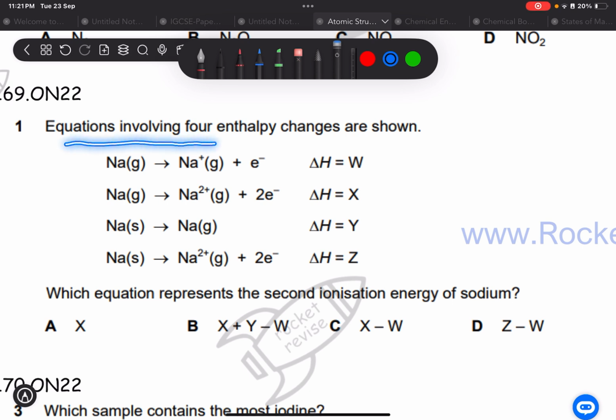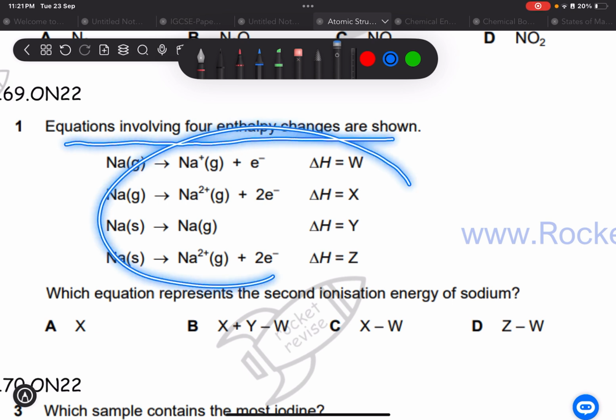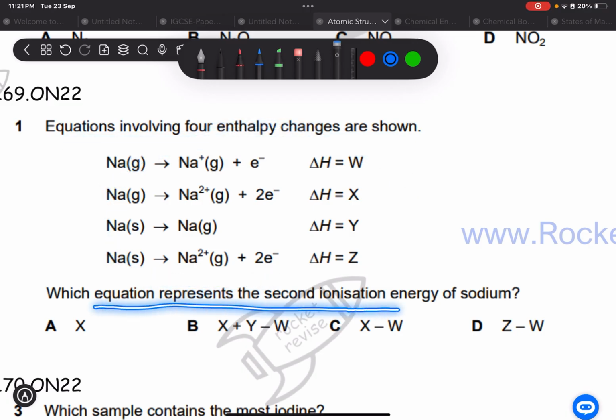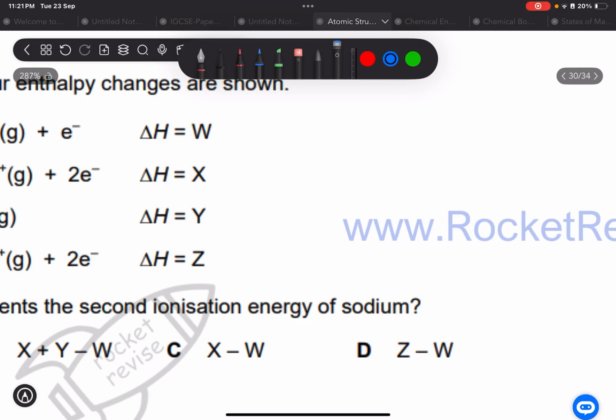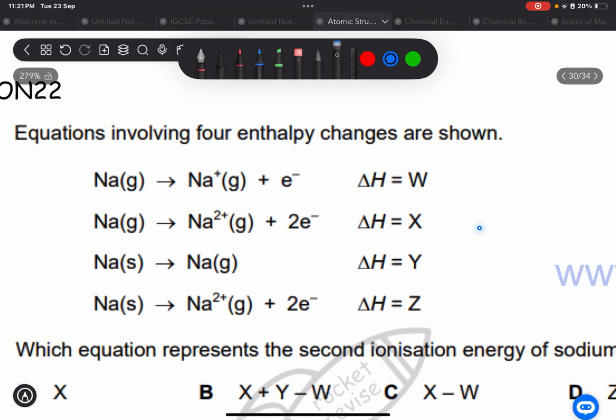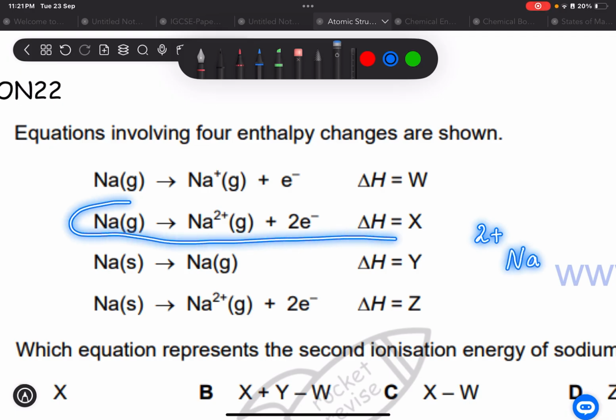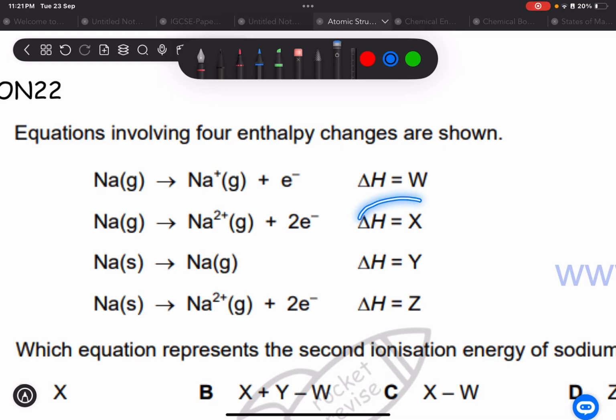Equations involving 4 enthalpy changes are shown below. Which equation represents the second ionization energy of sodium? You need to realize that when we work out the second ionization energy of sodium, we are going to form a 2 plus ion of sodium. You might think, after looking at this equation, that delta HX is the second ionization energy of sodium, but that's incorrect. Why? Because over here you're taking out 2 electrons from a sodium atom. You have to take the electron out of a sodium 1 plus ion.